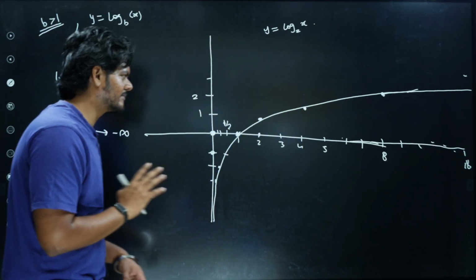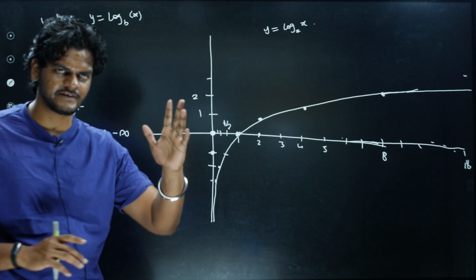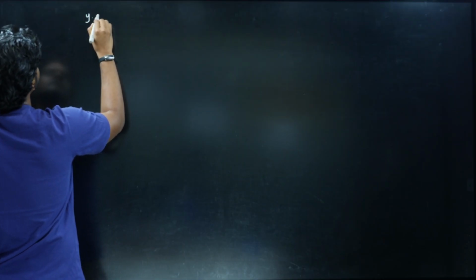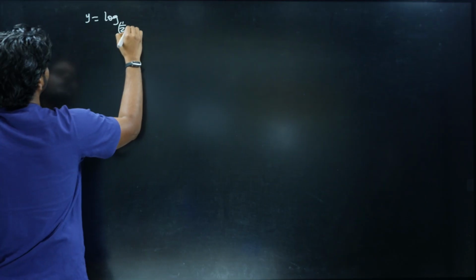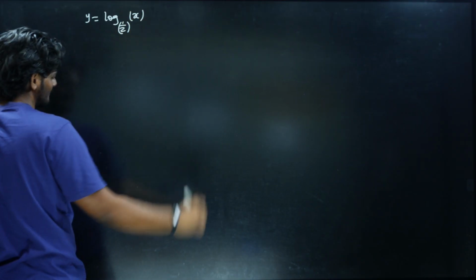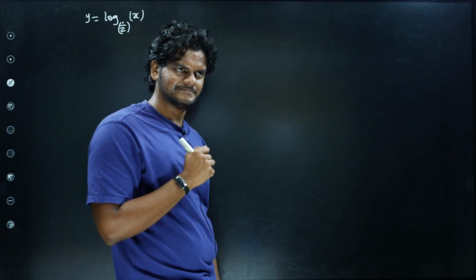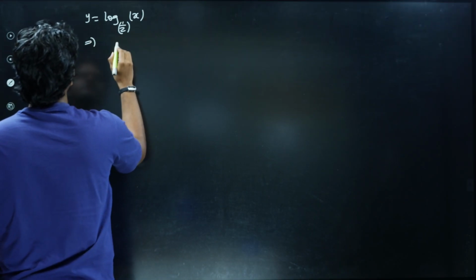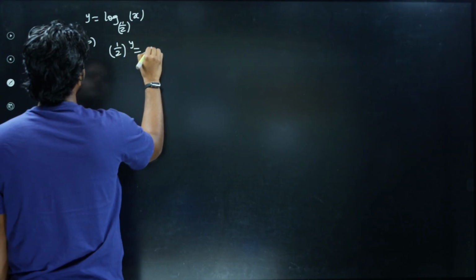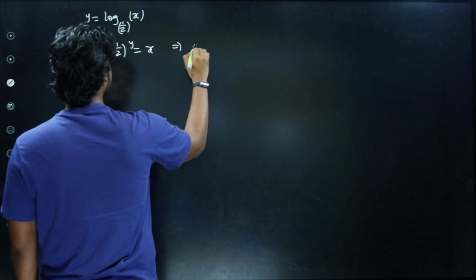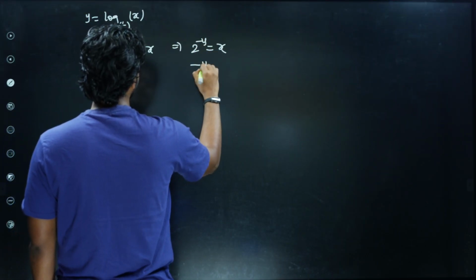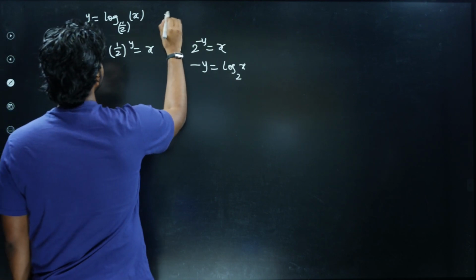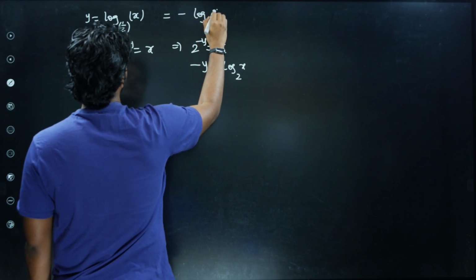For base greater than 2, nothing much changes. It is again going to be the negative of it. So you see, if I have y is equal to log base 1 by 2 of x, do you see something? Let me say this implies that 1 by 2 power y is equal to x, isn't it? And that would imply that 2 power minus y is equal to x. So minus y is equal to log x base 2. That would imply this is simply minus log x base 2.